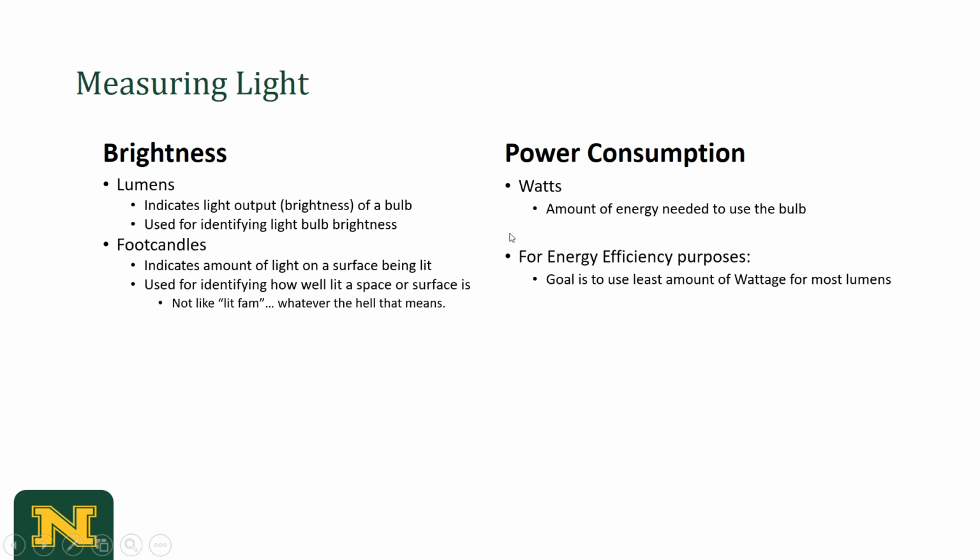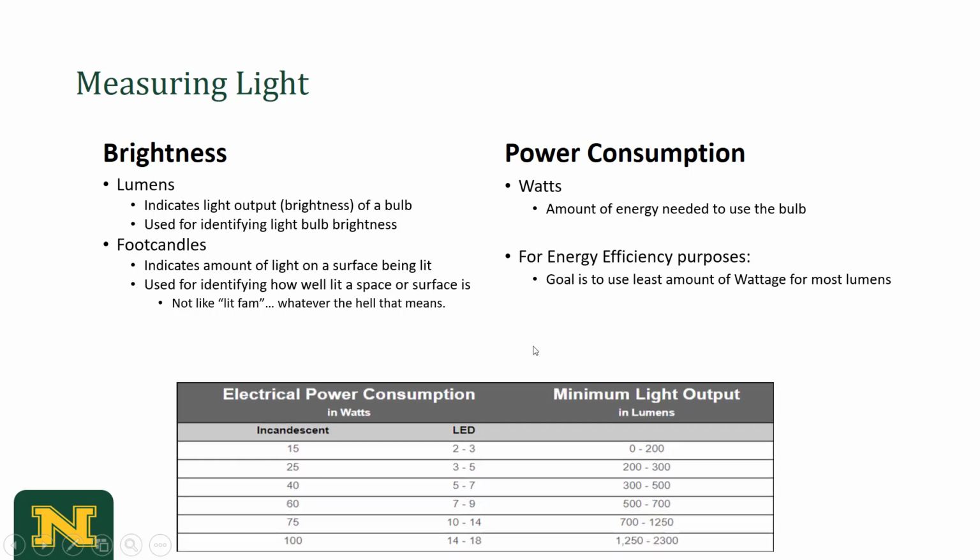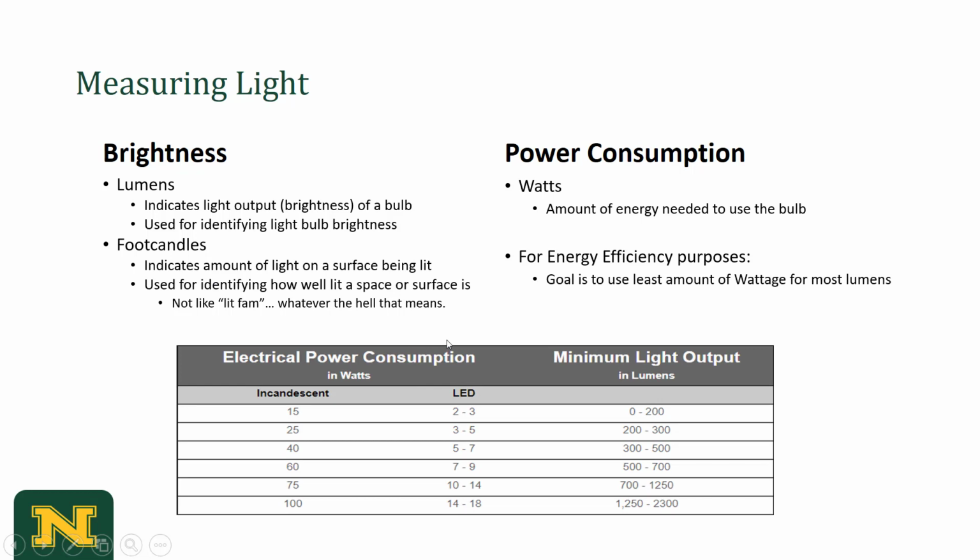So for energy efficiency purposes, what we are trying to do is use the least amount of wattage for the most amount of lumens. And those lumens then translate into what my foot candles are for different spaces. Here's a chart showing the combination between incandescents and LEDs, what our minimum light output would be, and what the wattage would be for the lumens. You can see here, a 15 watt incandescent would be 2 to 3 watts for LEDs, giving us 0 to 200 lumens.